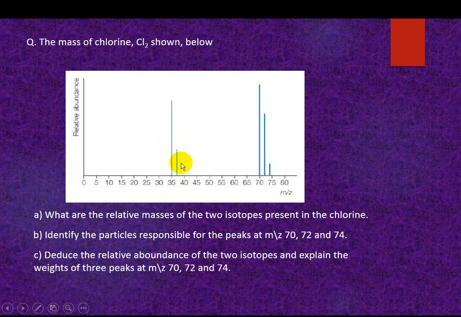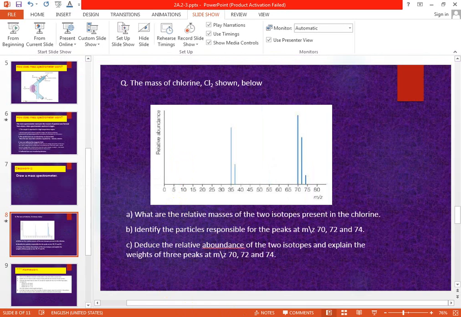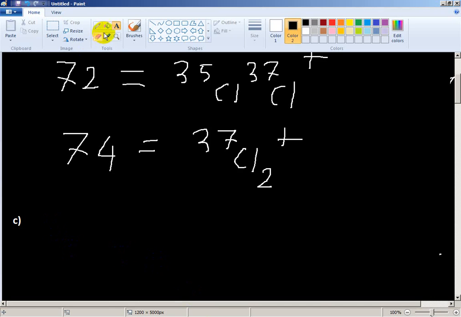So the relative abundance of the two isotopes is 3 to 1, that means 75, and this one is, the total is 100, so chlorine-35 will be 75 and this will be 25. So the answer is the relative abundance of the two isotopes is 75 and 25, or 3 to 1. I am writing the answer.